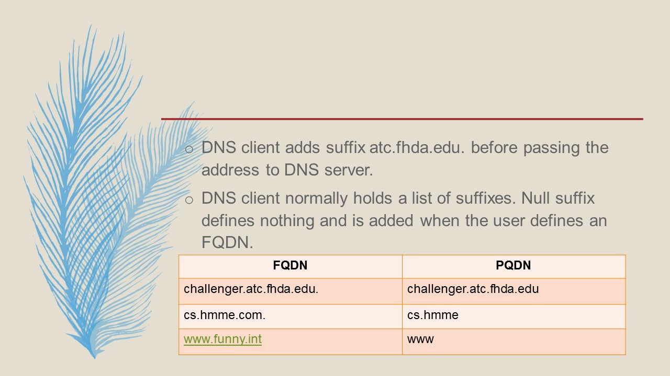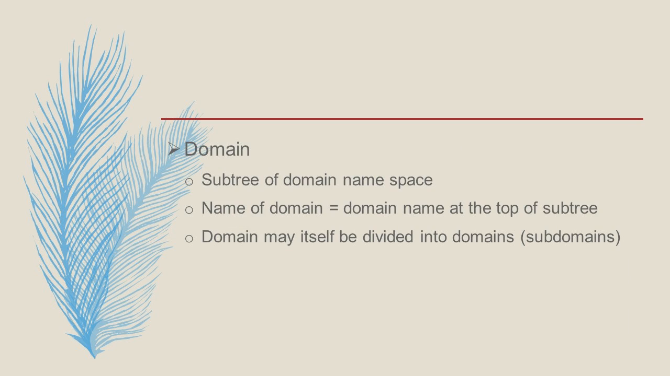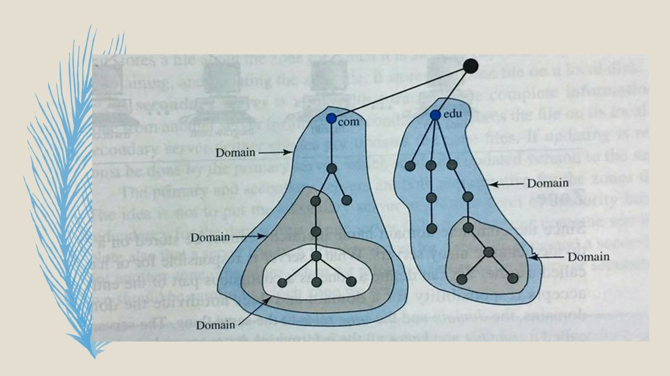A null suffix defines nothing. The suffix is added when the user defines a fully qualified domain name. A domain is a subtree of a domain namespace. The name of the domain is the domain name of the node at the top of the subtree. The diagram below shows some domains. Note that a domain may itself be divided into domains, or subdomains as they are sometimes called.